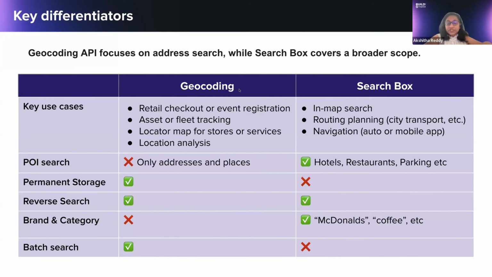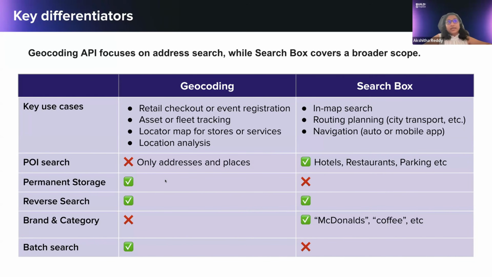It totally depends on your business use case. So if your use case only involves event registrations or fleet tracking or locator maps, that's when you would go with the geocoding product. But if your requirement is to also search for, say, a coffee shop when you're driving around, or a hotel if you want to stay at or take a break, that's when you would go with Searchbox. Searchbox is relatively a new product by Mapbox, but it's a great product which you should check out if you have a requirement for points of interest data.